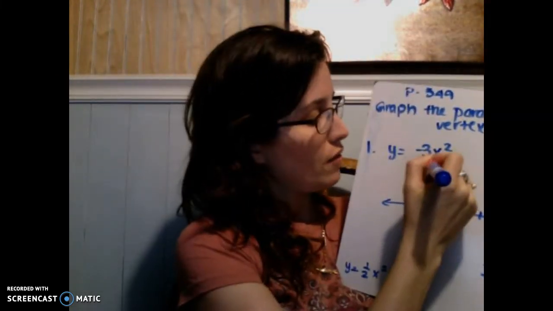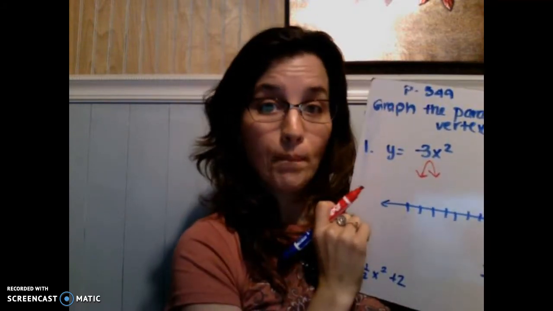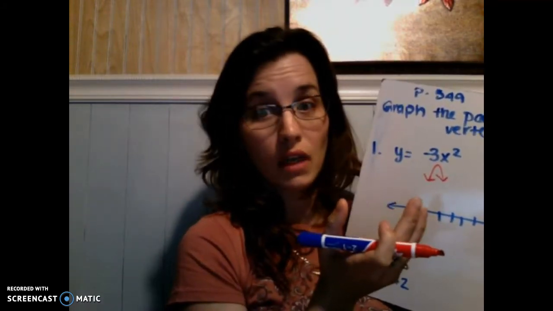So the vertex is going to be 0, 0, and I know that it's a maximum. Let's mark my vertex. So these are things I know just from the format of how it's written. I know that roughly it should go like this, right? But that doesn't really help me with graphing.